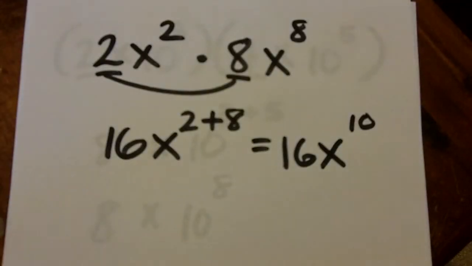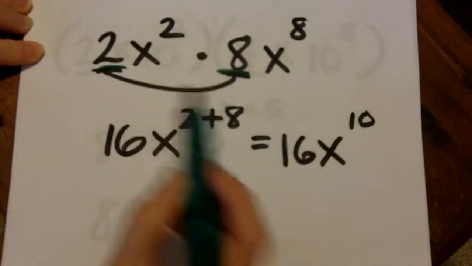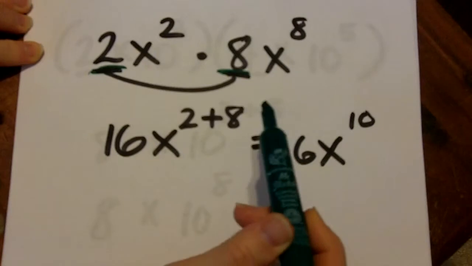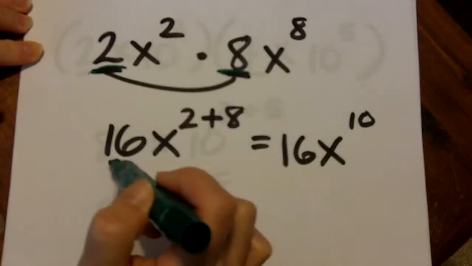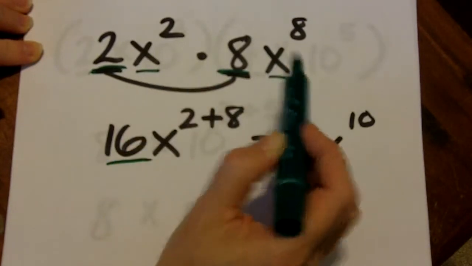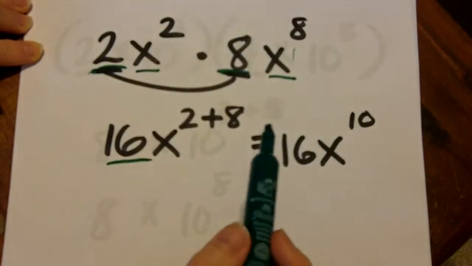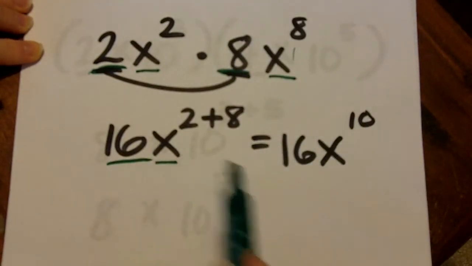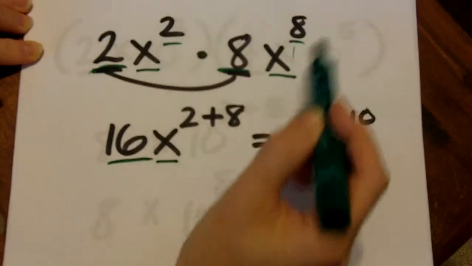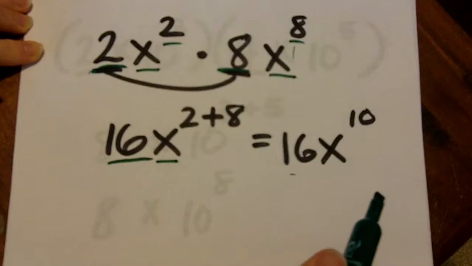Now, when you have problems like 2x squared times 8x to the 8th, nice little problem there, you're going to multiply your 2 times your 8. Okay, those are your numerical coefficients. You're going to multiply those by each other. And then the base is considered the x. That's the only thing that's attached to that exponent. Okay, so in this case, your base is x, and then you have 2 exponents, 2 plus 8, so you have 16x to the 10th.